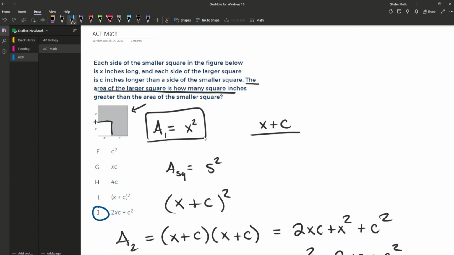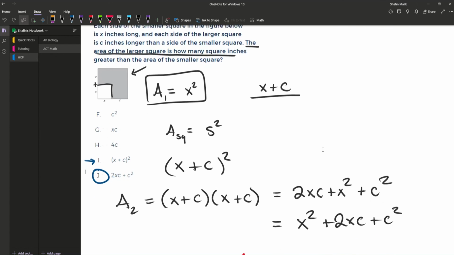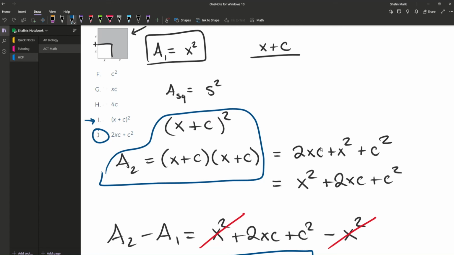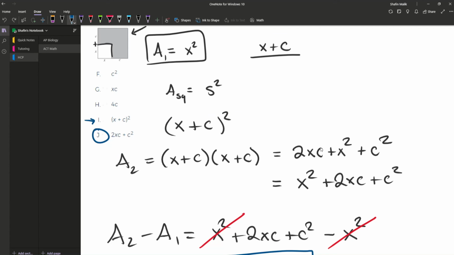One of the trick answers here is letter I, which, if you notice, is where we left off when we found the area of the larger square. And this answer choice is there in an attempt to trick students who might stop solving the problem after they have found the area of the larger square and have forgotten to complete the final step, which is to remove the area of the smaller square.